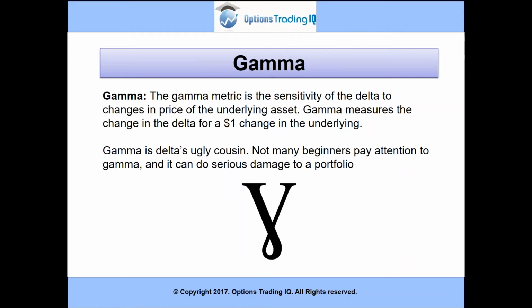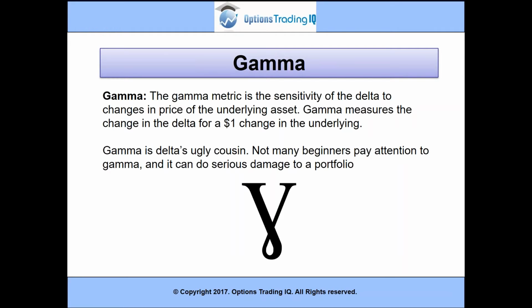Okay, so the gamma metric is the sensitivity of the delta to changes in the price of the underlying asset. So gamma measures the change in delta for a $1 change in price. So it's like the delta of delta, basically. So how much delta is going to change is measured by gamma. So high gamma means your delta is going to change really rapidly. A low gamma means the stock moves around and your delta is not going to change much. So if you're short gamma, you don't want the stock to move around much. If you're long gamma, you do want the stock to move around a lot. Okay, so it's just something to be aware of.